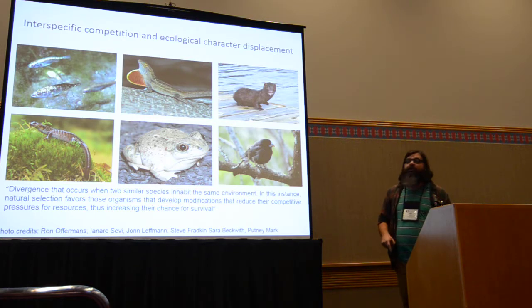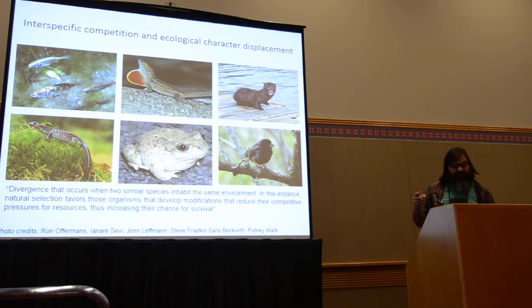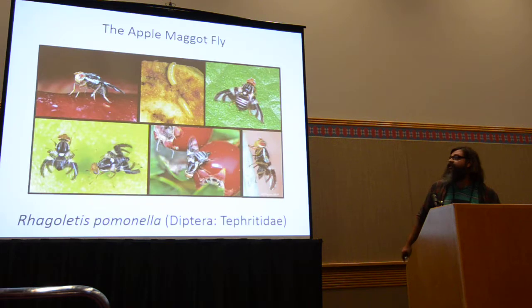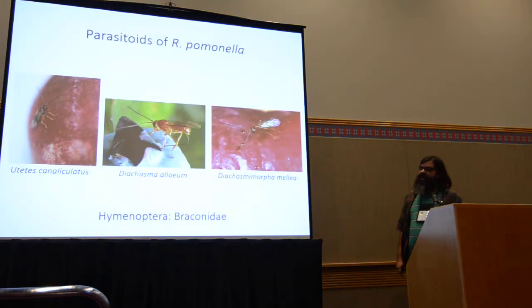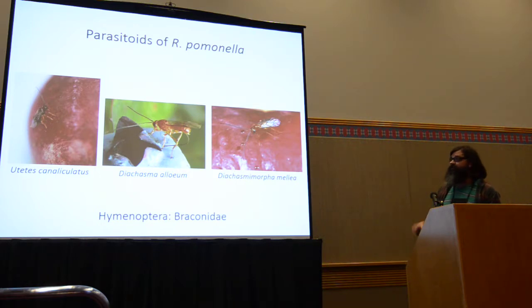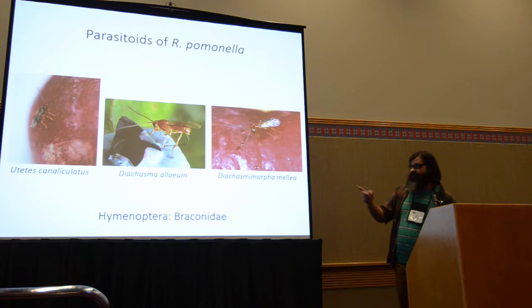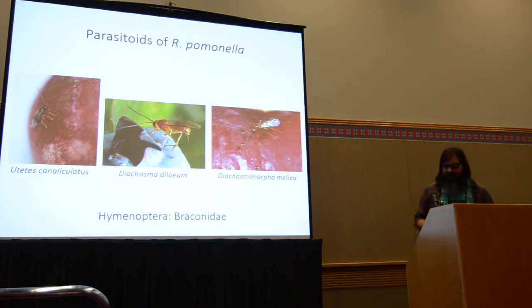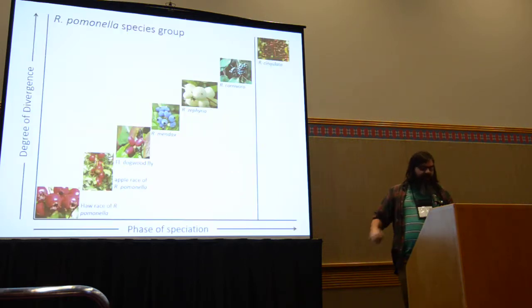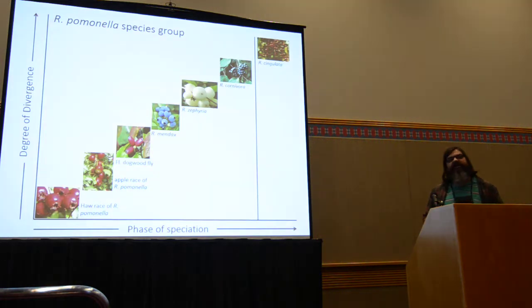In this study, we wanted to test for the role of intraspecific competition and ecological character displacement and this sequential divergence idea using the apple maggot fly Rhagoletis pomonella and a community of endoparasitic specialist wasps that attack this fly. I'll refer to these parasitoids by their respective genera names, Eutreta, Diachasma, and Diachasmimorpha for the rest of this talk. The apple maggot fly is a model system for ecological sympatric speciation.